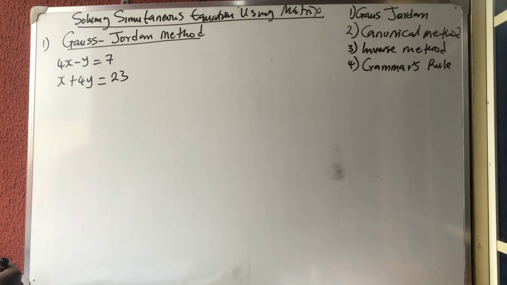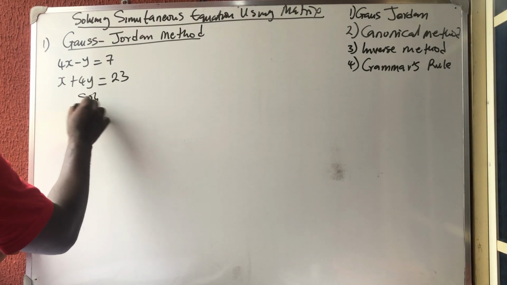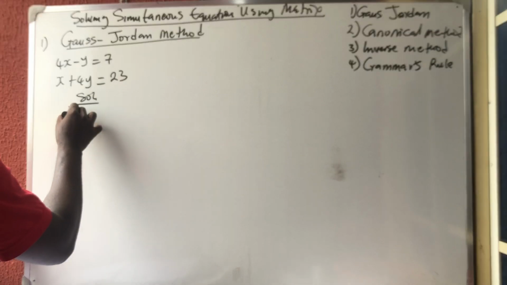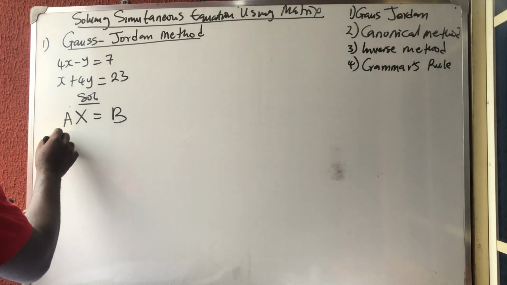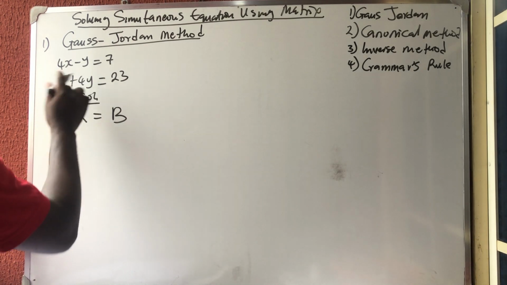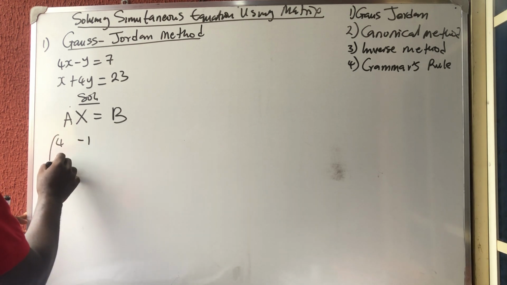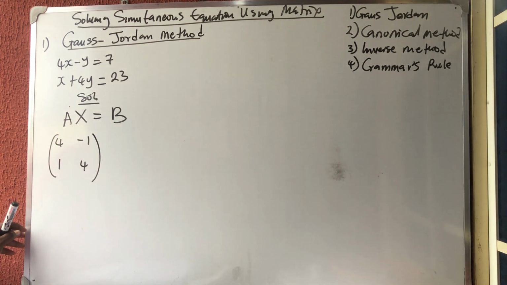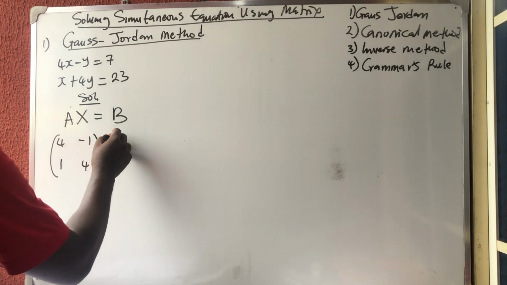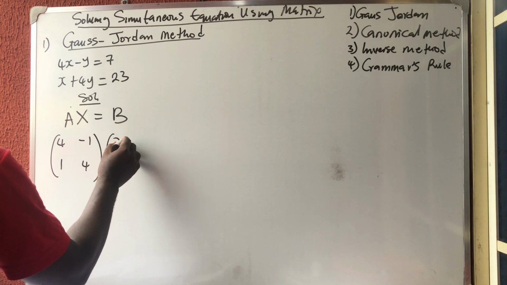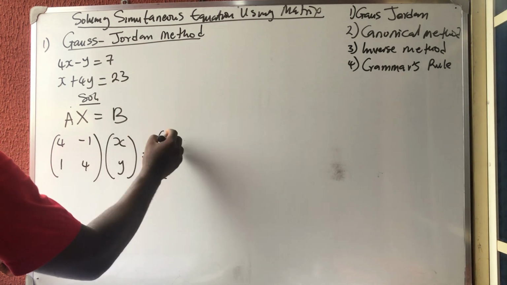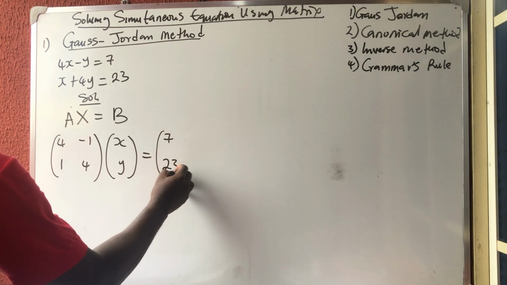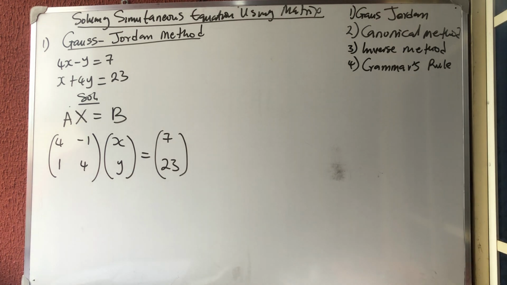Now to solve this, the method we use is that we say capital AX is equal to B. Look at the way you are going to find your A. Your A is the matrix of the coefficients of those variables, which is 4, minus 1, 1 and 4. Then X is the variable itself, x and y. Finally B is the solution side, which is 7 and 23. Now the next thing we are going to do is bring these two together.